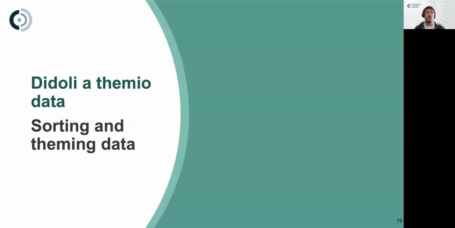So I think Promise is going to talk to you about sorting and theming data. Yeah. So you've collected and prioritized your research data. That's from what Tom just mentioned. Next thing would be to sort and theme this data.